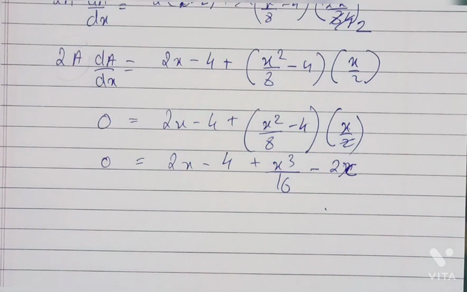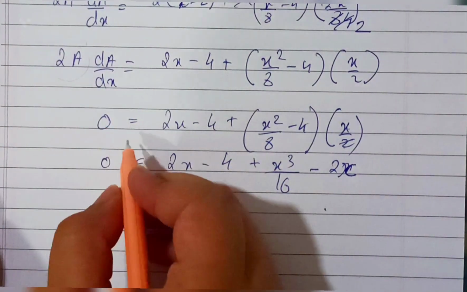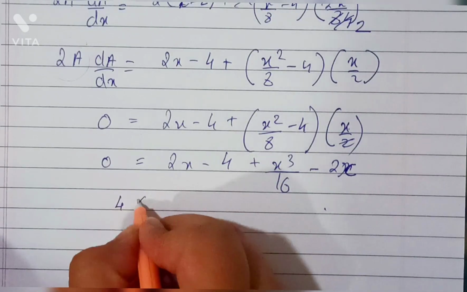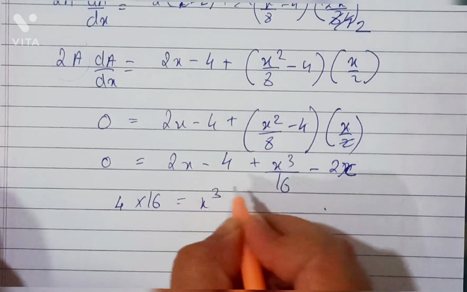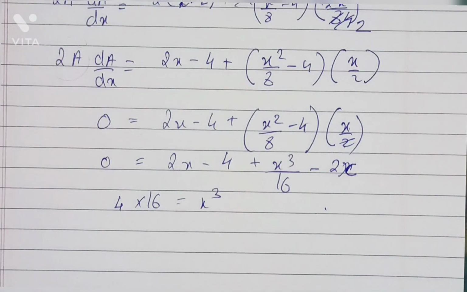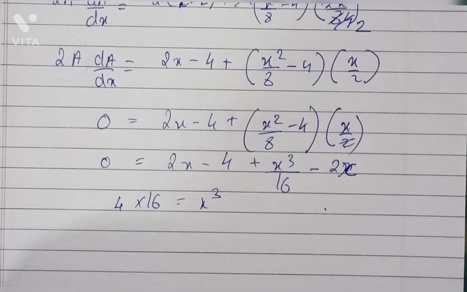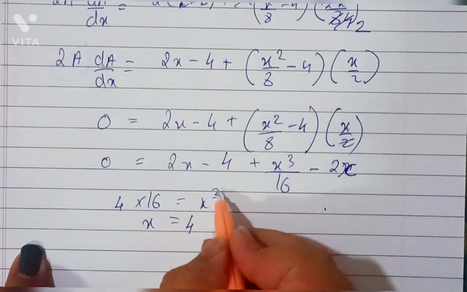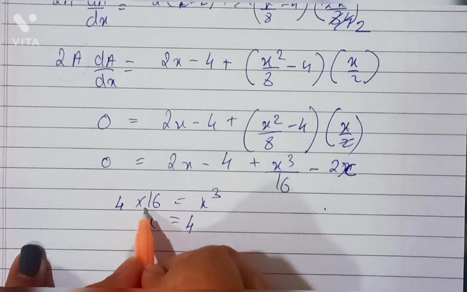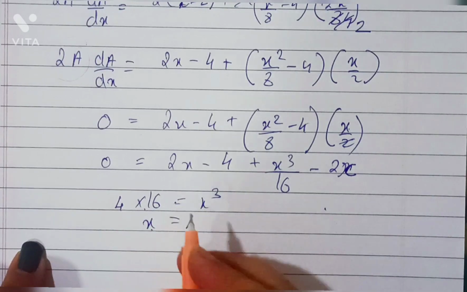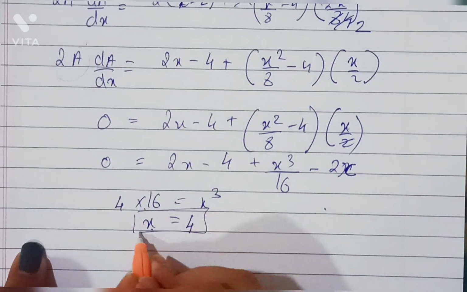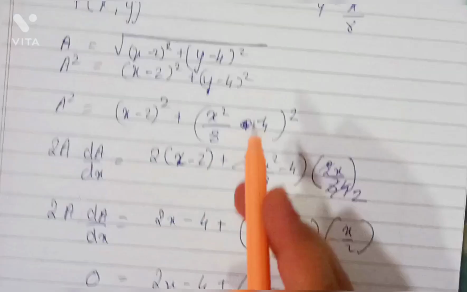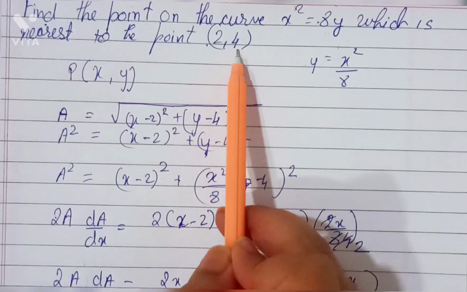Alright, now we should solve it further. We'll get it as 4 into 16 is equals to x cube. Solve this, you'll get this equation. So on solving this, x cube is 64 and x is 4. So from this we came to know that this point is nearest to our question point which is given, that is 2, 4.